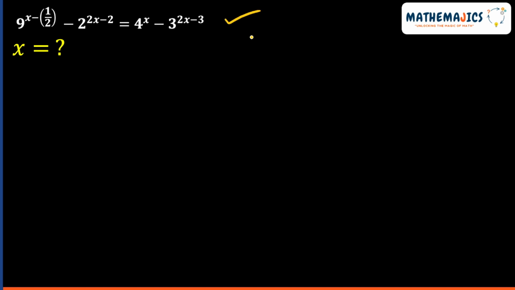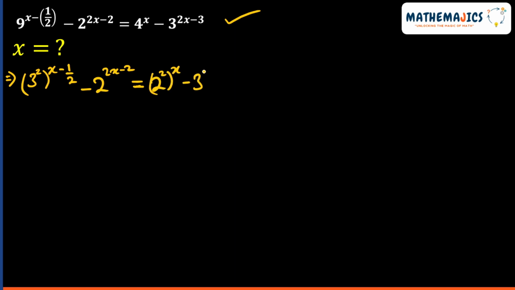This question is from exponents. Let's see how we can solve this. So we can rewrite this equation in a different way. Let's see how. We can rewrite 9 as 3 square. Rest of the power will remain as it is. Minus 2 raised to power 2x minus 2. And 4 can be written as 2 raised to power 2. Correct? Minus 3 raised to power 2x minus 3.